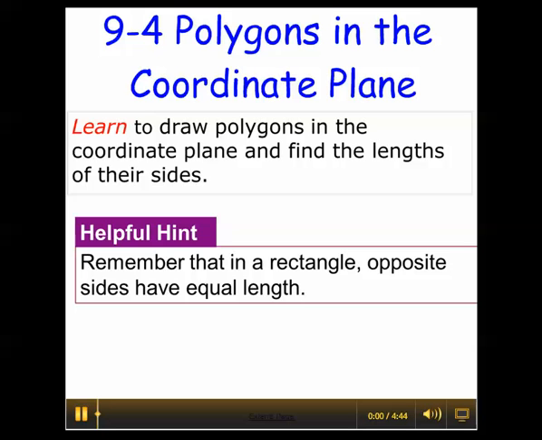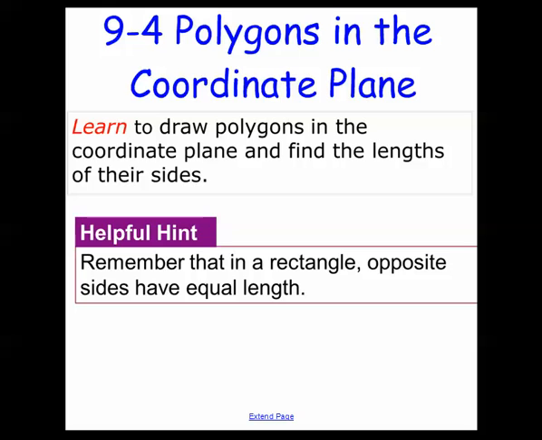Okay, boys and girls, I hope you have your notes pack at home with you because we're going to be doing more graphing today. We are going to be graphing polygons today in the coordinate plane. Polygons are just going to be shapes with straight sides on them. So we're going to learn how to draw polygons in the coordinate plane, and we're going to find the length of their sides when we do so.